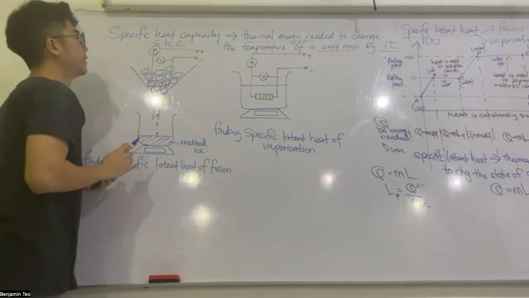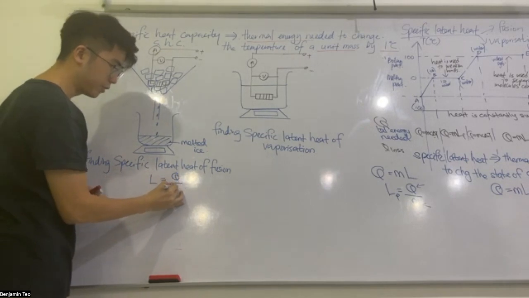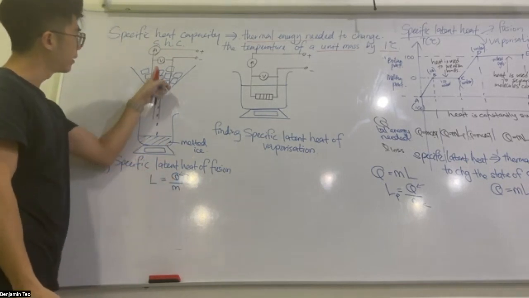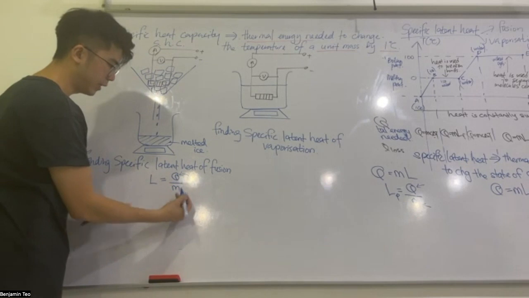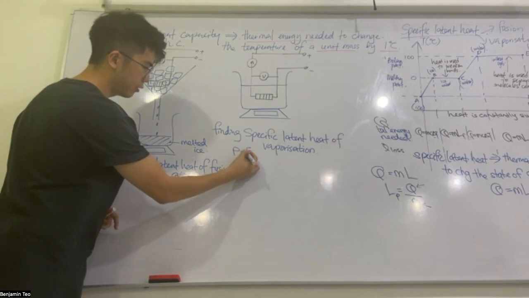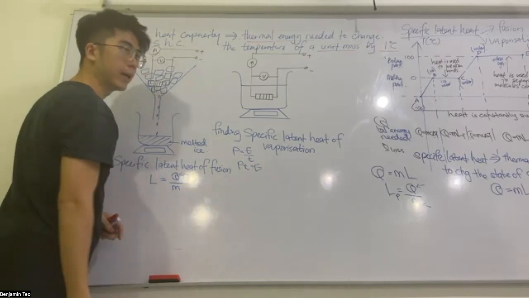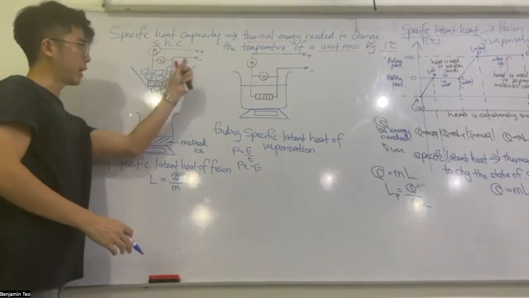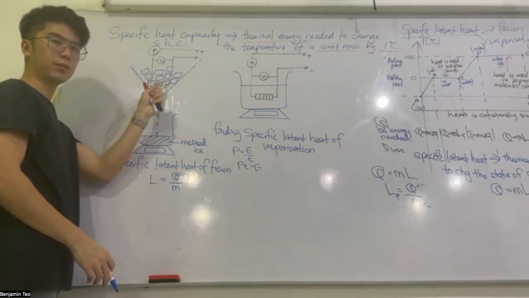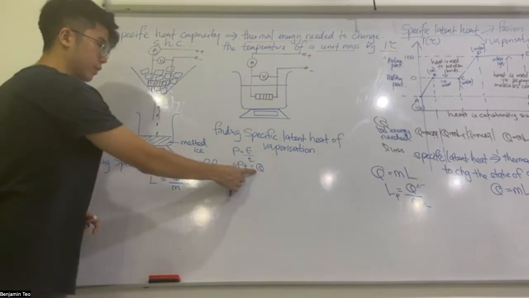So turn on the heater. From here, you can calculate L equals Q over m. Q is the heat energy supplied. How do we measure the heat energy supplied? Electrically. Power is energy over time, so power times time is electrical energy. The electrical energy I supply is the heat energy, because energy can be converted. Electrical converts to heat. Basically, this E is the same as Q.